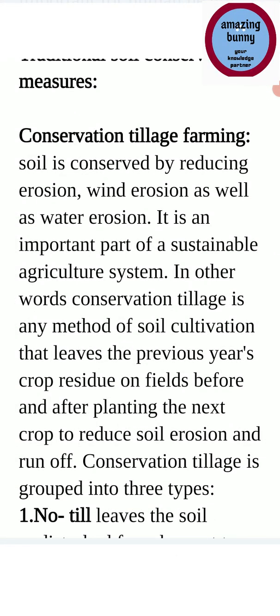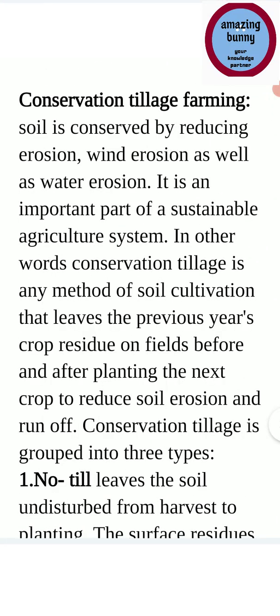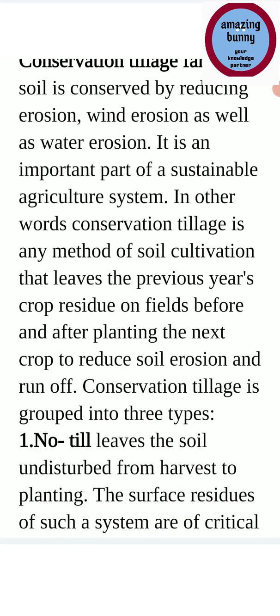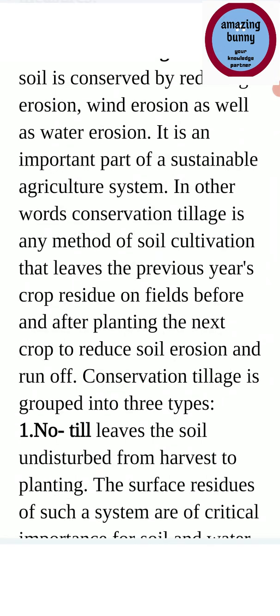Conservation tillage farming. So soil is conserved by reducing erosion, wind erosion as well as water erosion. It is an important part of a sustainable agriculture system. In other words, conservation tillage is any method of soil cultivation that leaves the previous year's crop residue on fields before and after planting the next crop to reduce soil erosion and runoff.